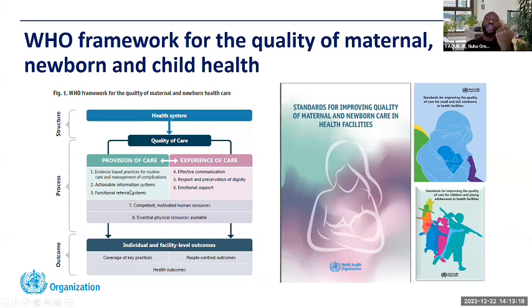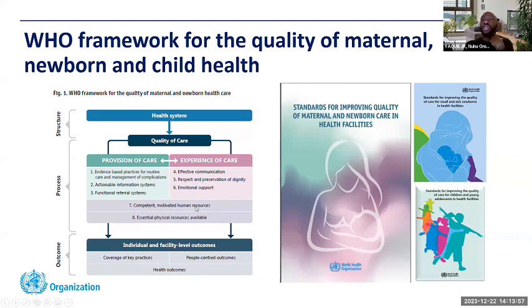And also, how do we refer patients from one level of the health system to the higher level of the health system in terms of complications? Often, all of our efforts are in this area. Rarely do we think about, particularly when we think about lower socioeconomic status, rural areas, emergency conditions, rarely do we talk about experience of care around effective communication, respect and preservation of dignity, or support for the patient. So for WHO, quality of care for maternal, newborn, child health is both provision of care and experience of care, and underpinned by two health systems functions.